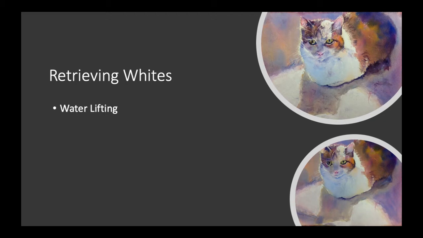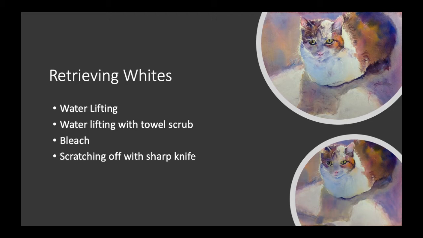We can get sort of back to white with water lifting. Depending on the pigment that we're using, we might get closer to white, or we can go a little further and do a water lifting with a little scrub afterwards. Sometimes that roughs up the paper, so we might have to wait till the end of the painting to do that. We can use bleach. I have found that the concentrated bleach that you might use in your household works much better than regular strength bleach. You can scratch back with a sharp knife, which I've done in this painting.